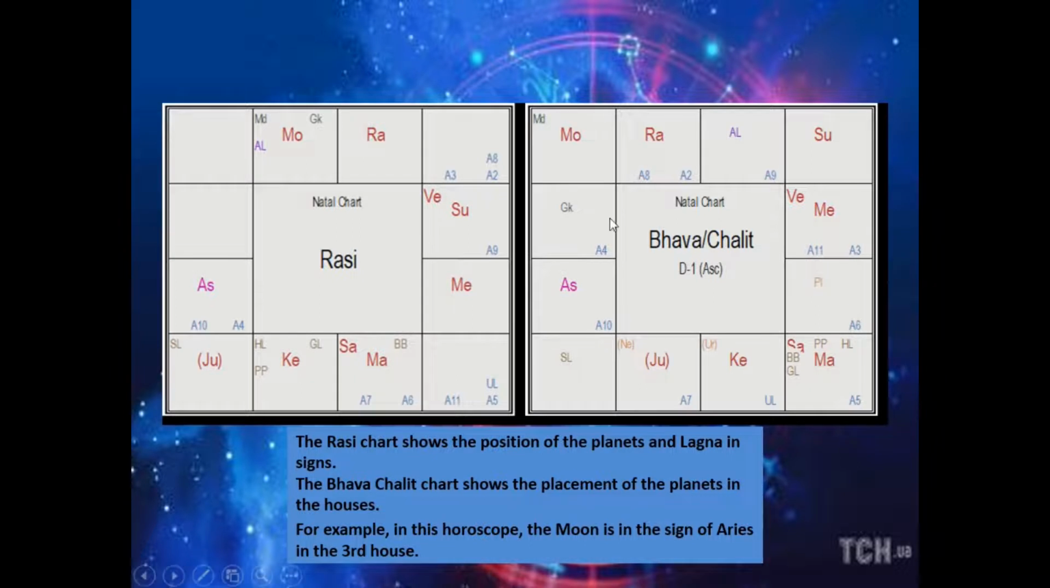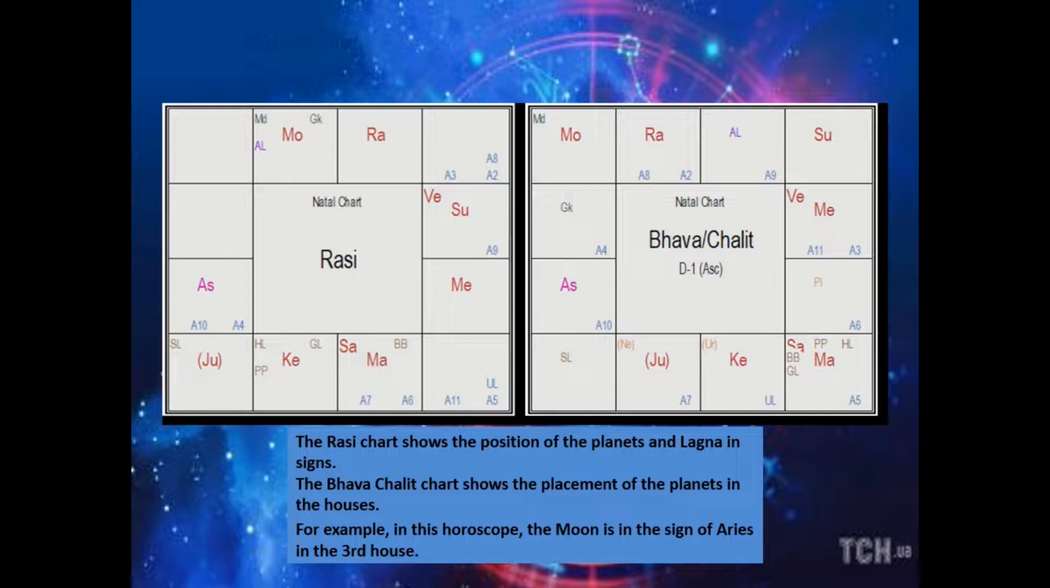For example, if we consider the position of the Moon in this birth chart, we will see that it is located in the sign of Aries, but not in the fourth astrological house, as shown in the Rasi chart, but in the third astrological house, which is clearly visible from the Bhava Chalit chart. Looking at these two astrological charts, we can see great differences in the placement of the planets, which will significantly affect the interpretation of a given horoscope.